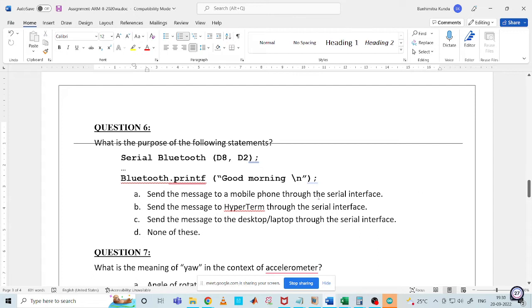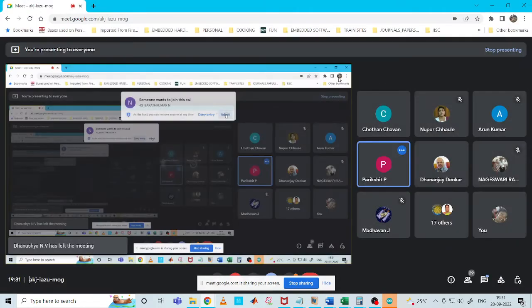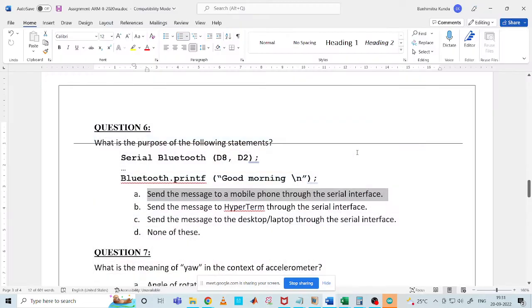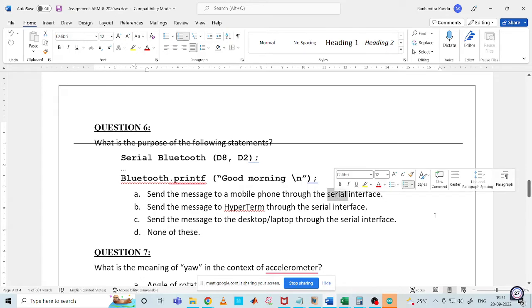In this Bluetooth interface, instead of serial, if I write Bluetooth, will the first one be okay? And instead of message, if it is communication, that would make sense. Yes, same thing. Send this message and communication are all the same. If they have this Bluetooth interface, then you can say yes.